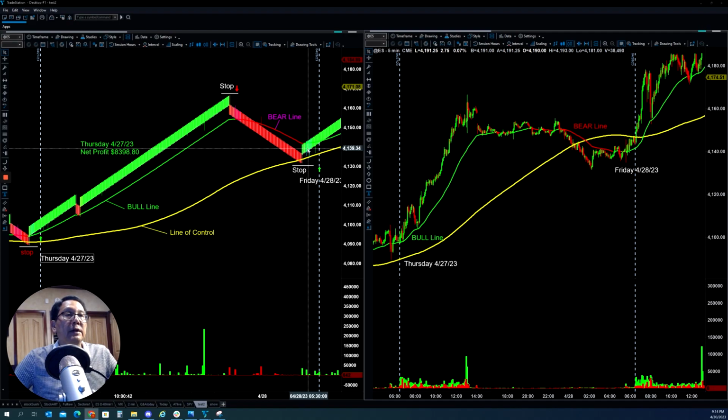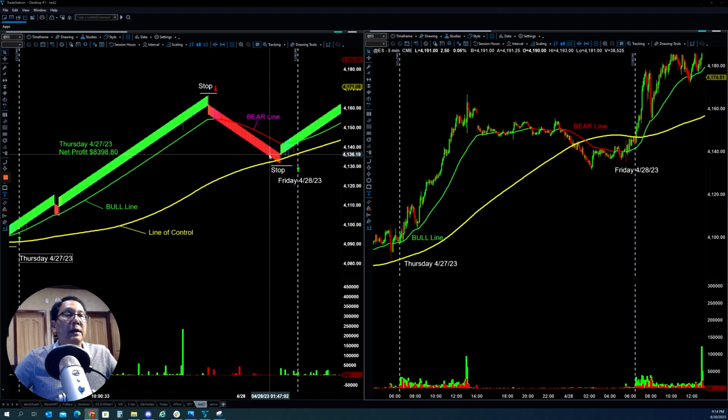But when the Renko chart turns green again and stays above the bull line, then you can take another trade to the upside, and your stop loss will be here. Okay, so if you short below here, your stop loss is up here. And after that, on Friday, as you can see here, the market opens again. The Renko bars stay above the bull line.